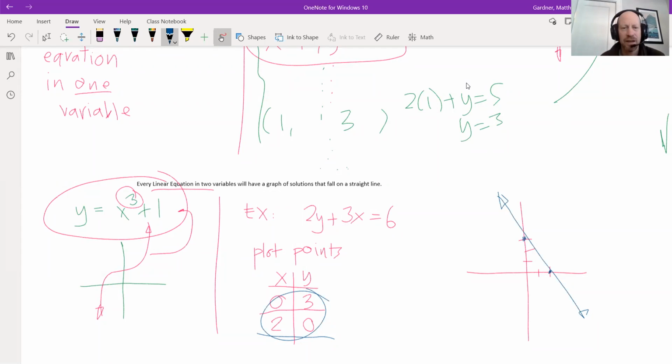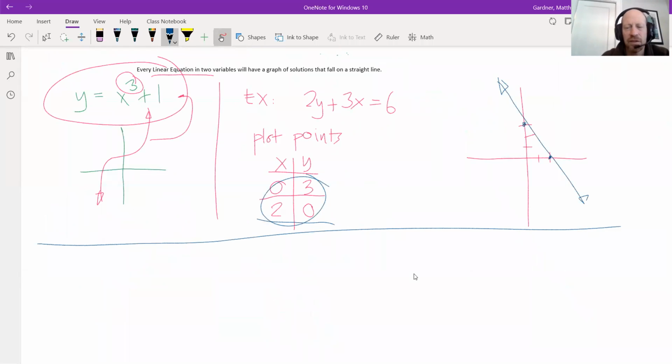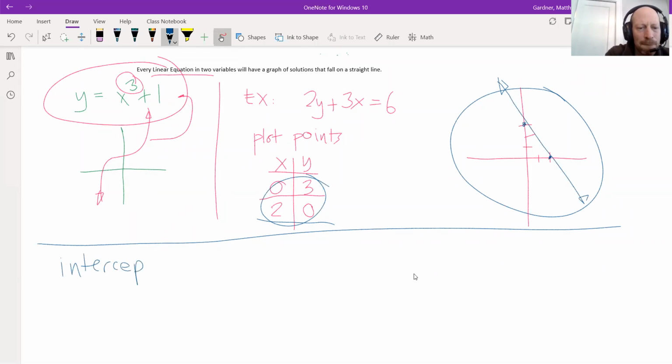So another thing that we'd like to be able to do with lines is describe some of the properties of this line. Like how can we describe the line, right? I can say, well, it goes this way, but that's not very mathematically correct. So two things that we'd like to find about lines: we'd like to be able to find their intercepts, and we'd also like to be able to find the slope. Okay, so those are two descriptions of lines.